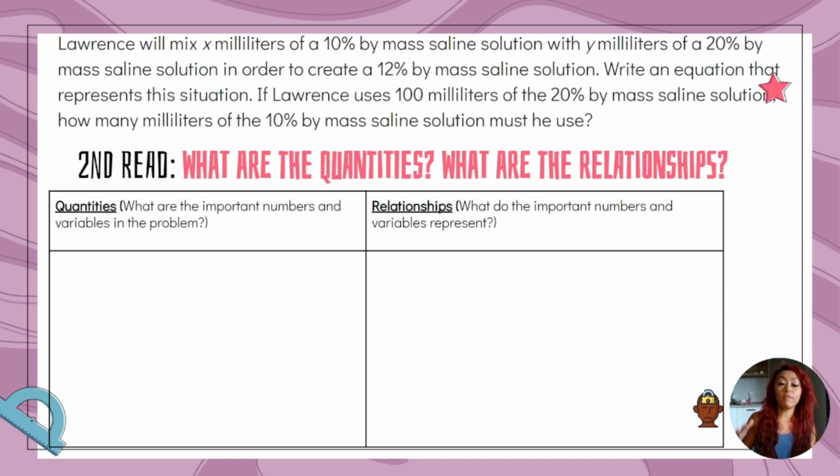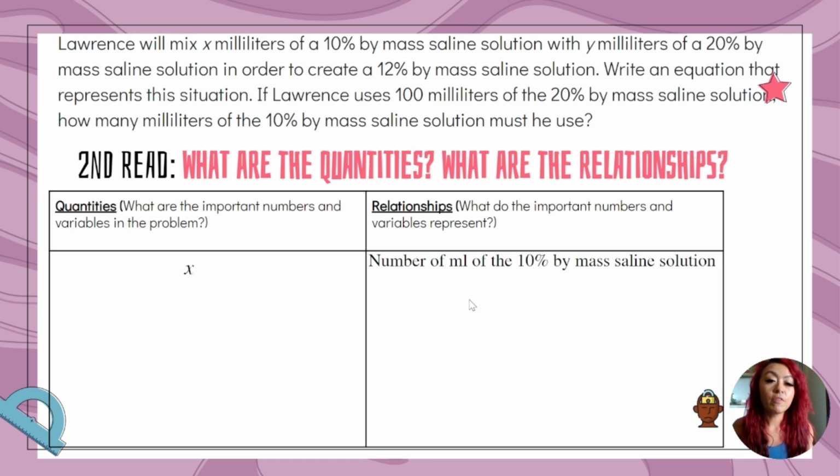So again, we have lots of quantities and lots of relationships in this problem. So this second read is going to be essential in answering this question. So let's see what we have here. We have our variable X. This represents the number of milliliters of the 10% by mass saline solution.